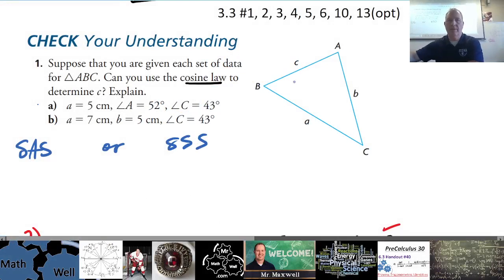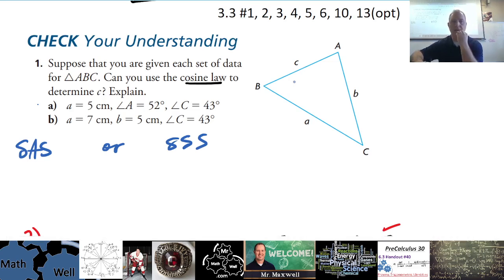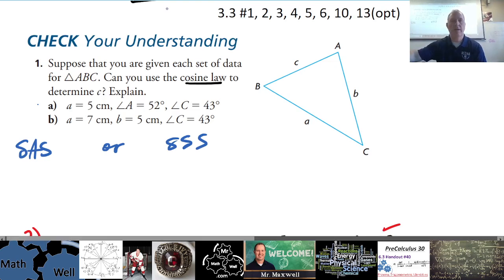All right, this is session 3.3. This is Foundations of Math 20, and we're taking a look at the cosine law. So here are some homework questions that you might need help with.